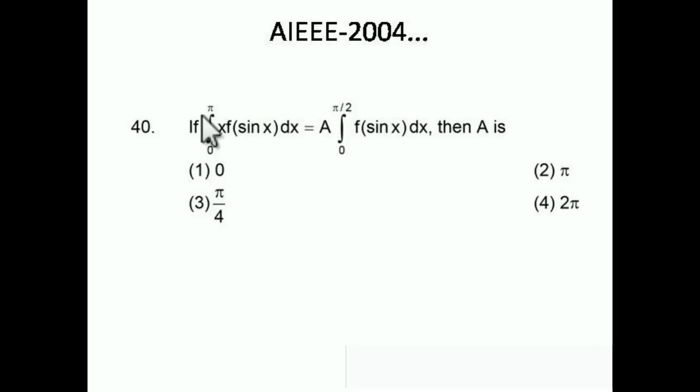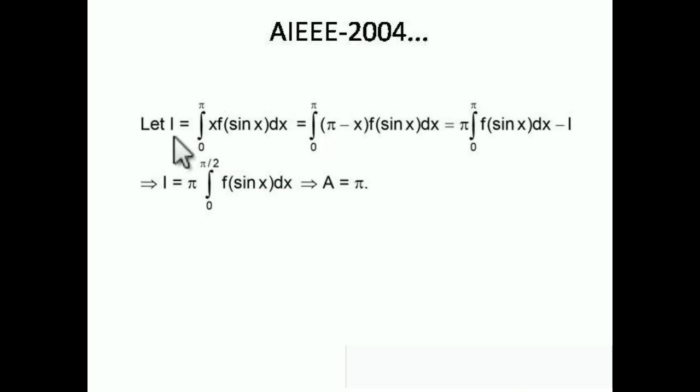How? a plus b is pi plus 0 minus x. So I is equal to the integral from 0 to pi of x f of sin x dx. With a plus b minus x, that is pi plus 0 minus x, in the place of x I write pi minus x. So f of sin(pi minus x), and sin(pi minus x) is equal to sin x, because in the second quadrant sin x is positive, and the function is pi, so the function is not going to change. So we get (pi minus x) f of sin x dx.